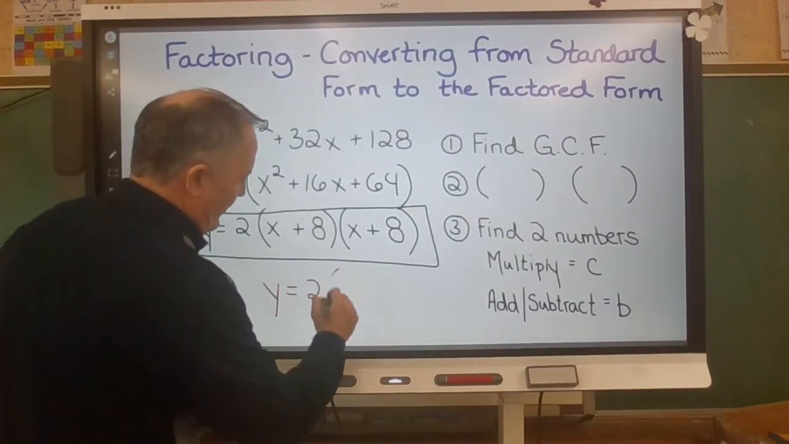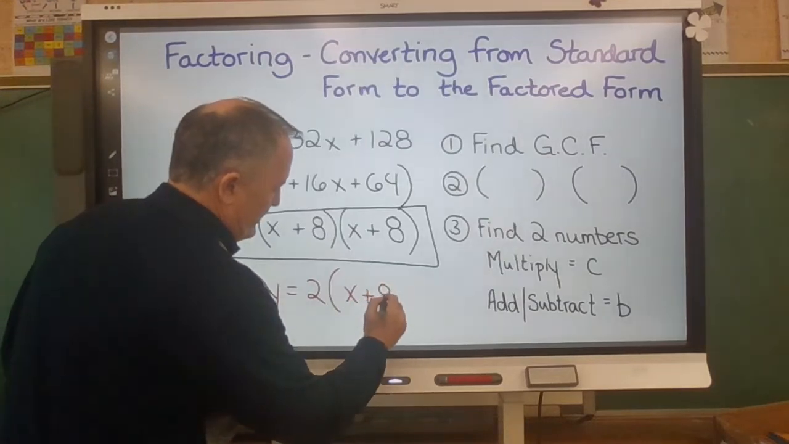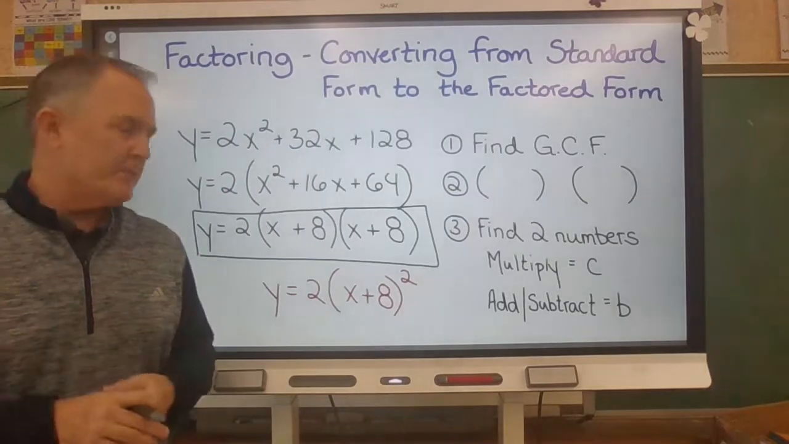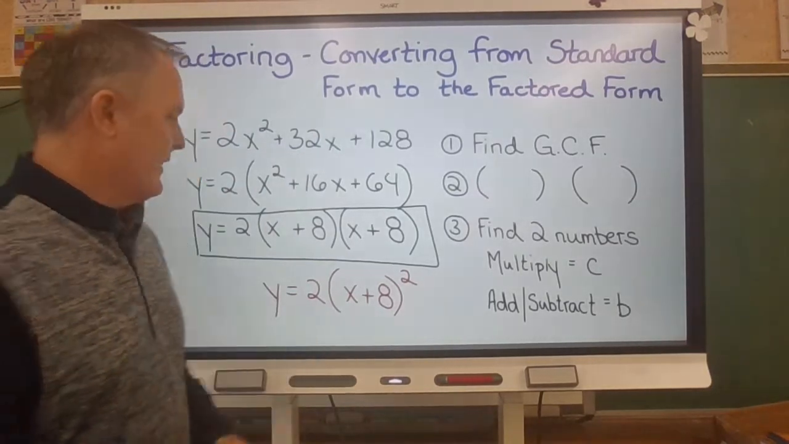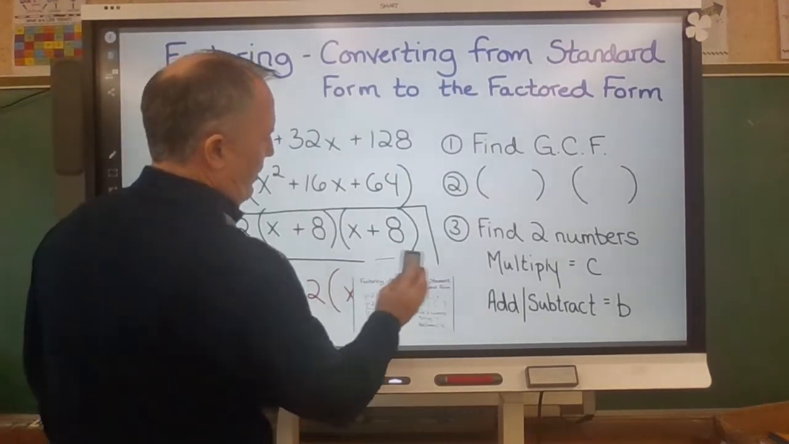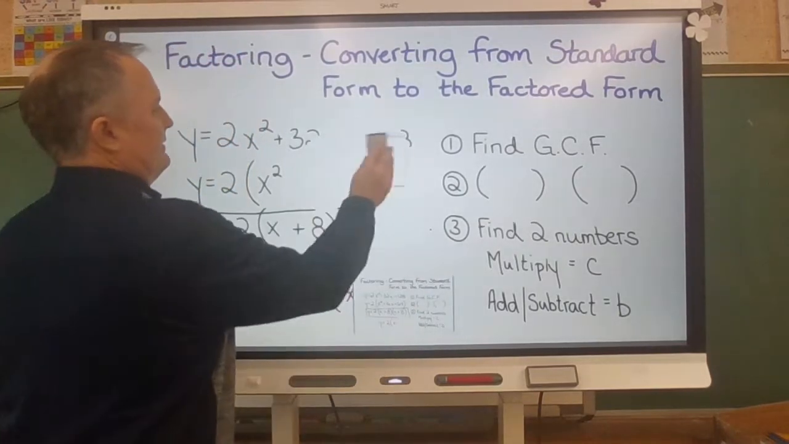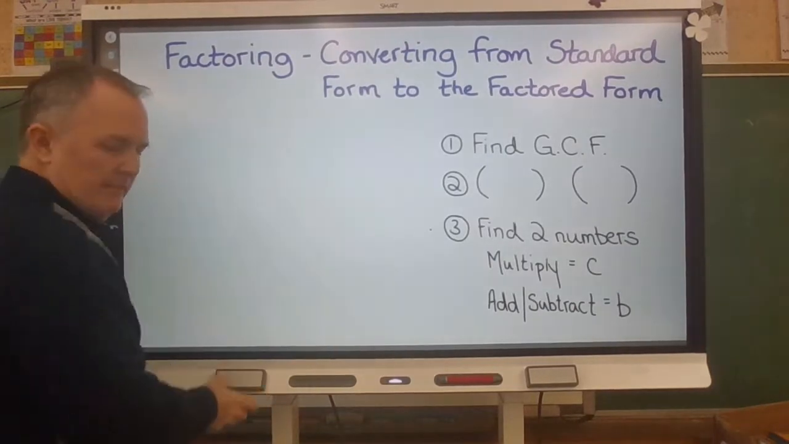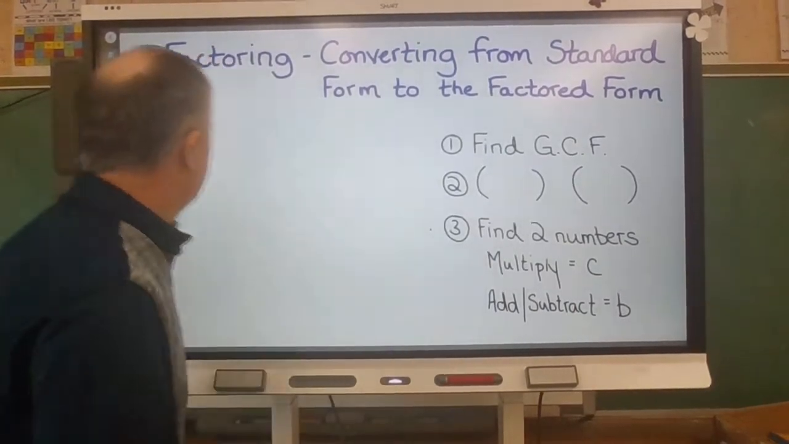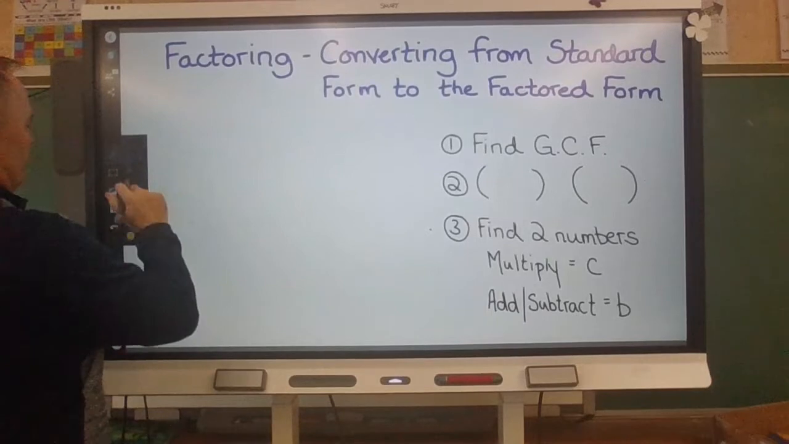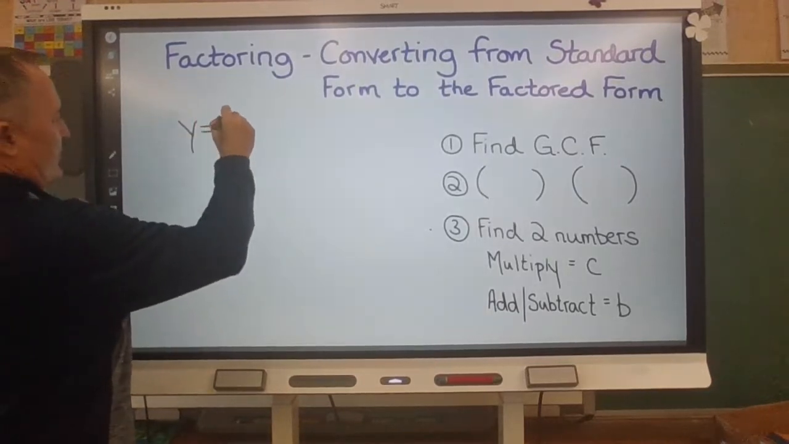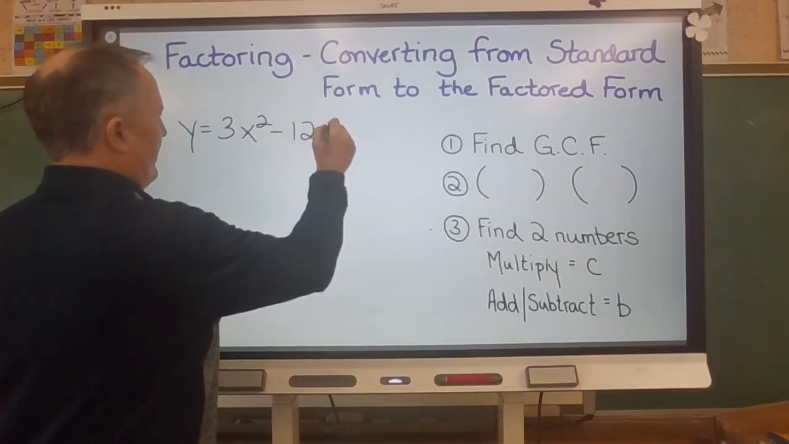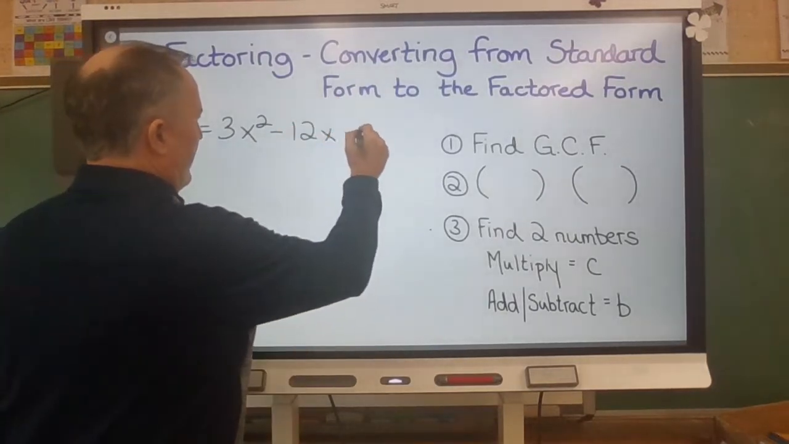We'd have the 2 up in front, the x plus the 8 squared, and in the red would be our vertex form. So you have all 3 forms here. A little bonus math today. All right, let's do one more. Y equals 3x squared minus 12x minus 36.